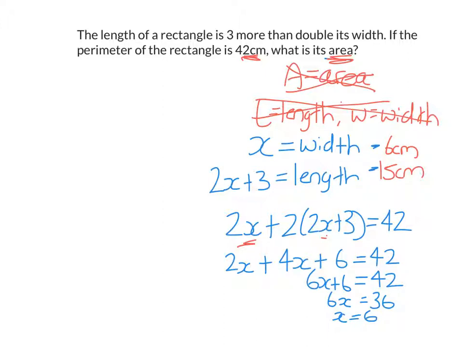Let's put that in a worded sentence. So we just write a sentence answer. Area is 90 centimeters squared. Doesn't need to be elaborate. It just answers the actual question.